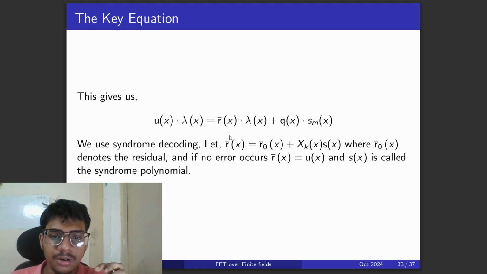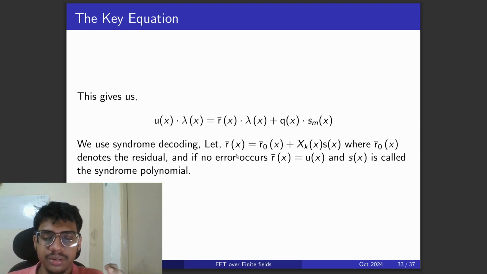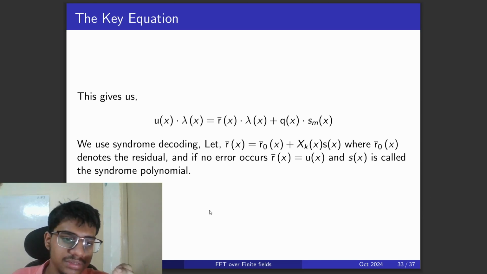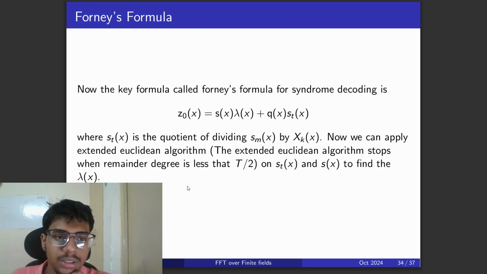So what we will do is try to do some more substitution. Here we will use r bar of x equal to r naught of x plus xk, which we defined earlier, our polynomial basis, and this is s of x. So this r naught of x is what we call our residual, and if there is basically no error, our s of x becomes zero, and we get r of x equal to u of x. Okay, and this s of x is what we call a syndrome polynomial.